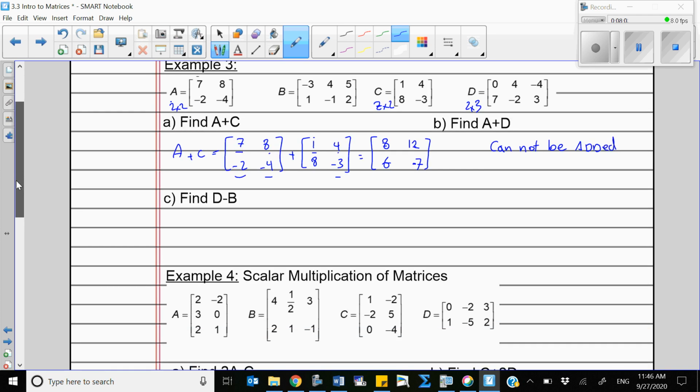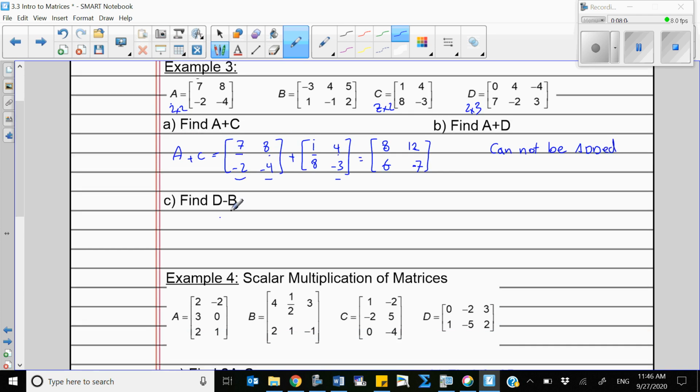And next we are going to subtract D by B. Again, for subtraction, we have the same rule. If you want to subtract two matrices, they should have the same dimensions. Now, what is D? D is a 2 by 3 matrix, and B is also a 2 by 3 matrix. So I'm able to subtract them. Now I'm going to subtract D minus B. So I'm going to write them.